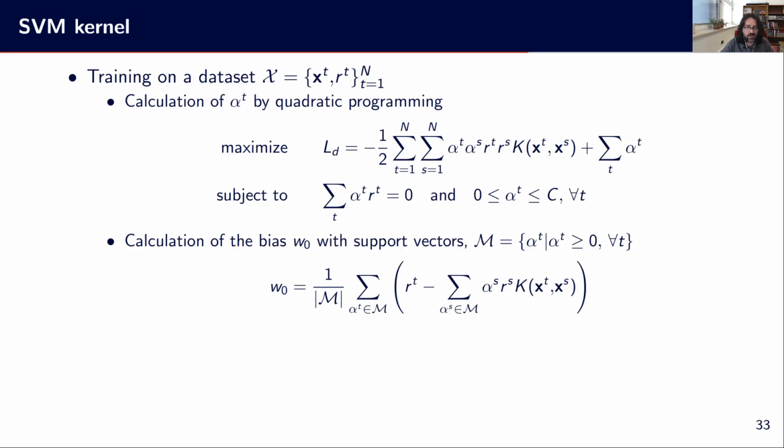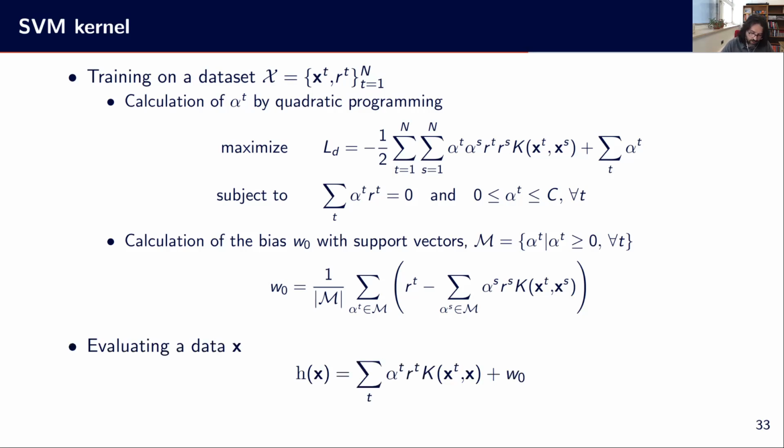And the bias, W0, is computed as we explained before. We are computing the average over all support vectors. But what is changing now is that thing again. We are making use of the kernel function instead of dealing directly with the product of xt and xs. And for evaluating the data is the same. We are replacing that part. The rest remains the same.